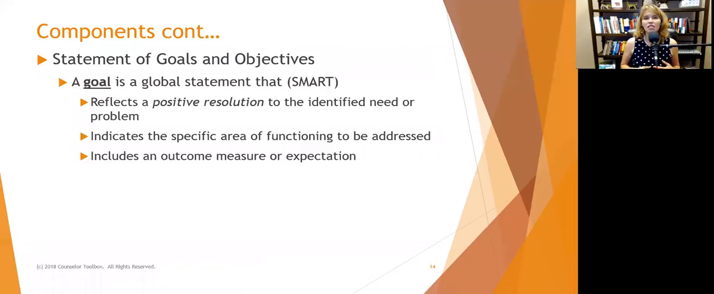It indicates the specific area of functioning to be addressed and includes an outcome measure or expectation. So instead of saying, "Tony will do better in school," or "Tony will be less truant," well, what does that look like? We want to say Tony will be present 19 out of 20 days in school. Tony's grades will go from an average of 65 to 72 by the end of the semester. Make it achievable. We don't want to put him on the honor roll in the next 6 months, because that may not happen. Make it something that is definitely achievable. It's specific and related to this outcome that we're striving for, which is school success. We don't want him to flunk out, and in Tony's mind, he doesn't want to have to deal with us, and he wants to graduate and just move on.